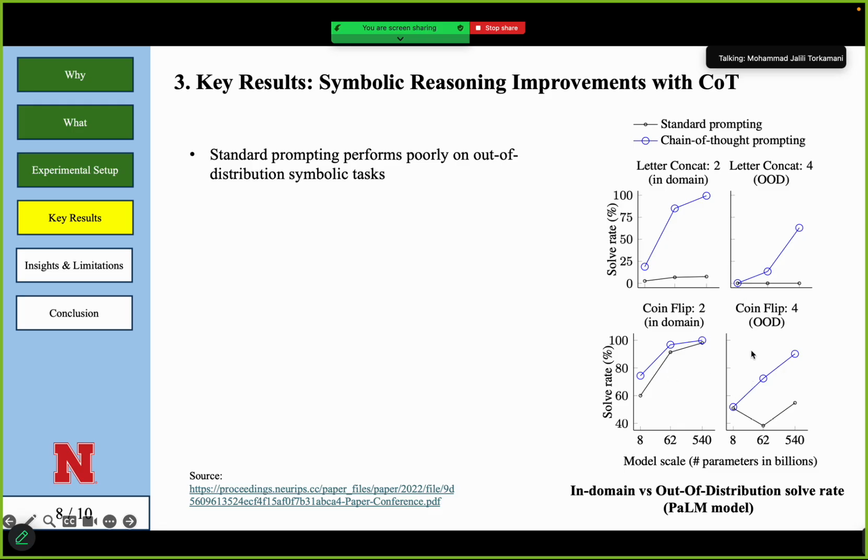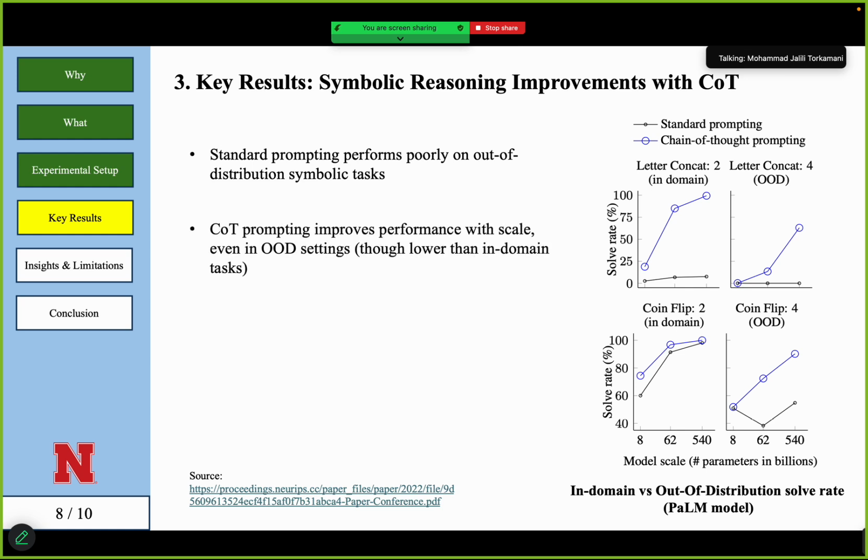So let me discuss what in-domain and out of distribution mean. As I said, we are providing the model with some few-shot prompting examples, and at the end, we pass the final input. So if the number of steps in the examples that we pass to the model is equal to the number of steps that is expected in the output, this is called in-domain. If the example that we pass is simpler than the input that we are passing to the model, this is called out of distribution.